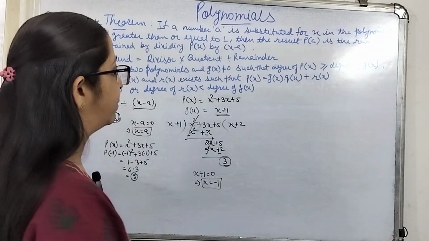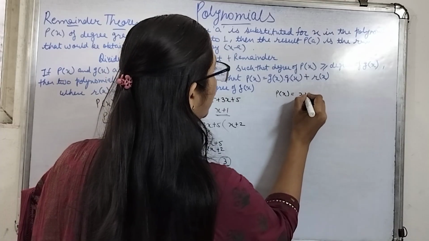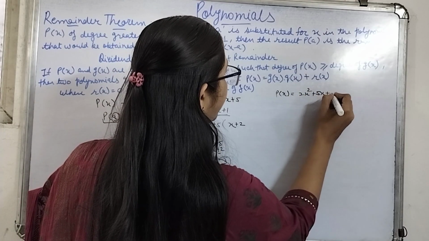Let's take one more example. Suppose I say p(x) is 2x square plus 5x plus 3.